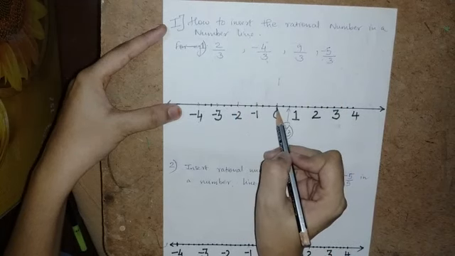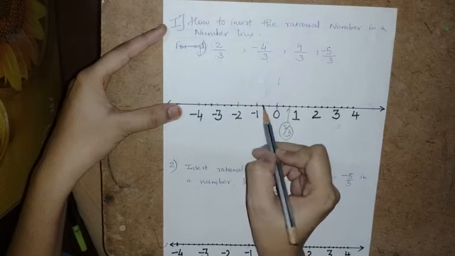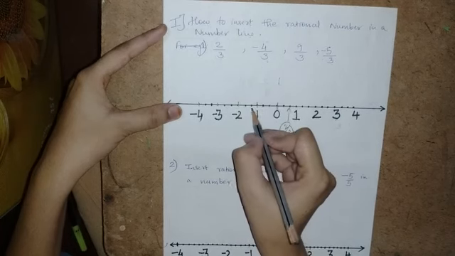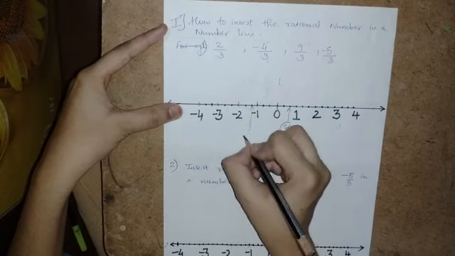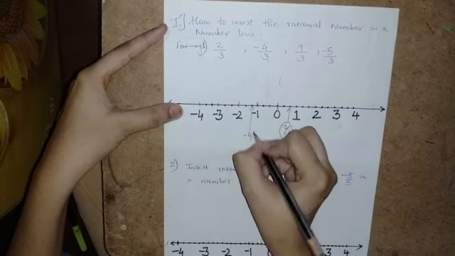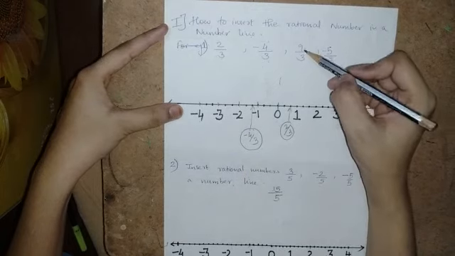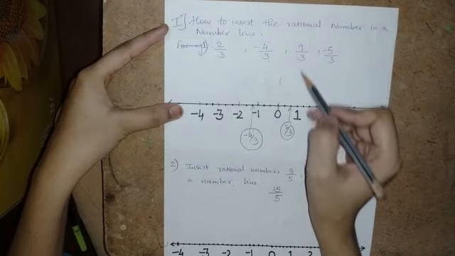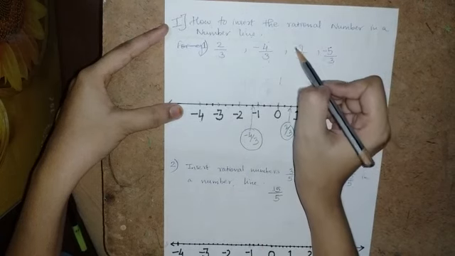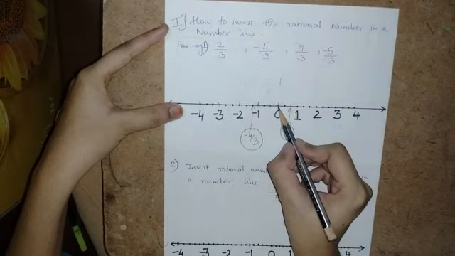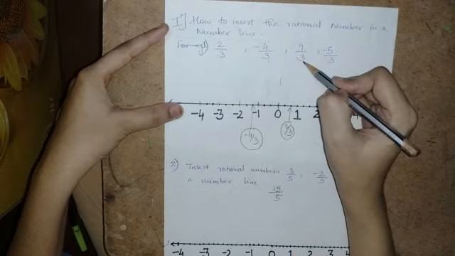After 0 you have to count. This will be minus 1 by 3, minus 2 by 3, minus 3 by 3. Then this dot is what? Minus 4 by 3. Got it? Then 9 by 3. Where do we have to insert this? On the positive side. Why? Because the numerator is positive.